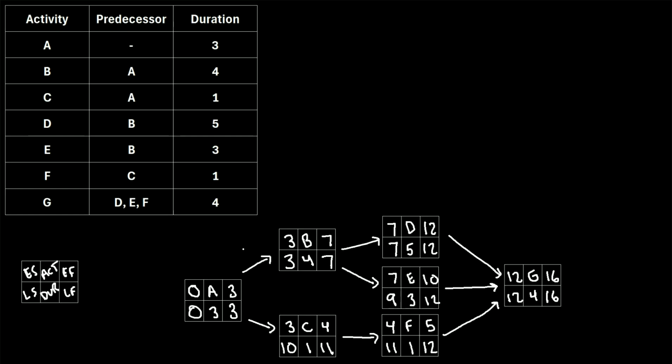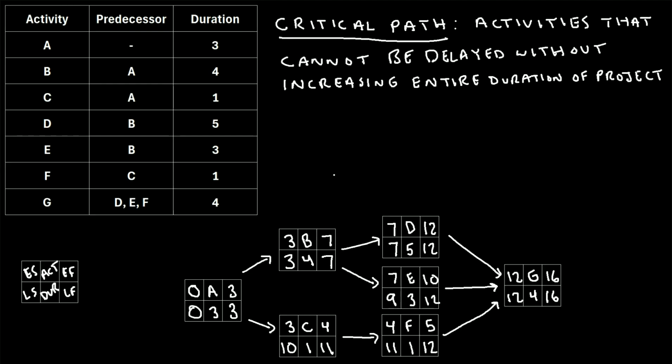And the critical path is simply the activities that cannot be delayed without increasing the duration of the entire project. Now, the easiest way to find which activities these are is to identify the activities where the early finish is equal to the late finish, or equivalently, the early start is equal to the late start. So that's it. That's all you have to do.